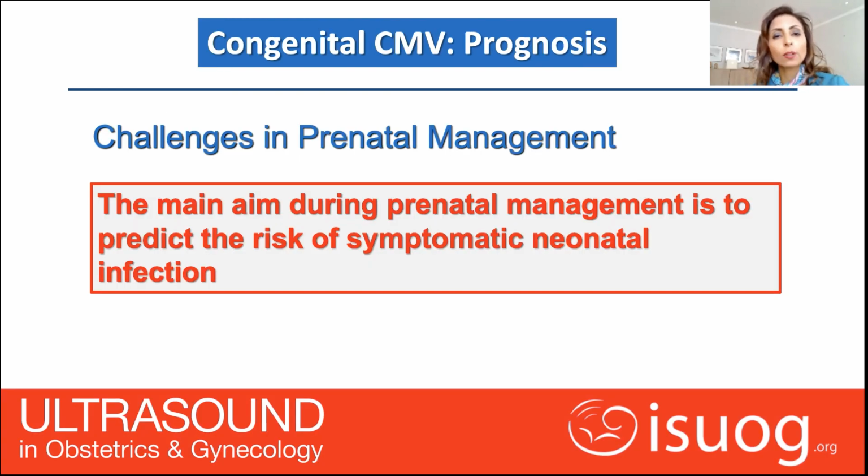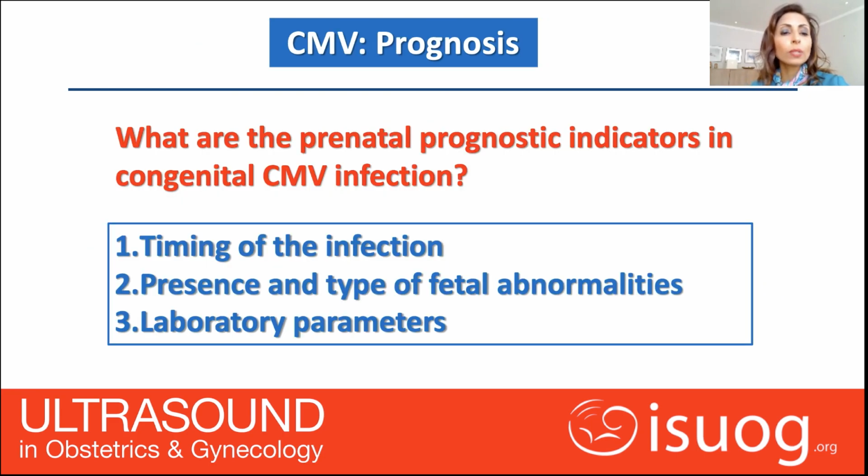Once you make the diagnosis of fetal CMV infection, then the most important aim is to determine or predict the risk of symptomatic neonatal disease. And in order to do that, we have 3 important prognostic indicators: the timing of maternal infection, the presence and type of fetal abnormalities, and laboratory parameters.